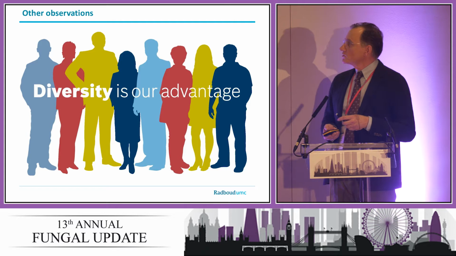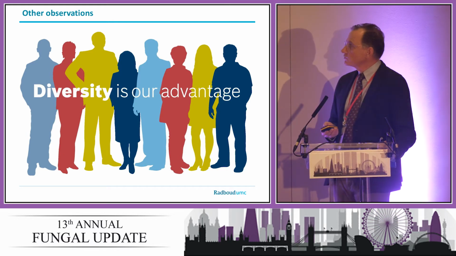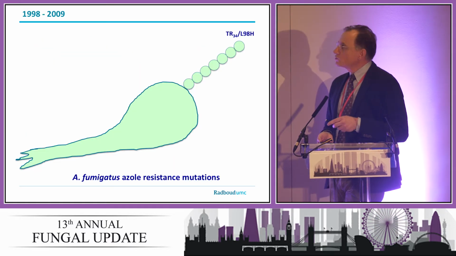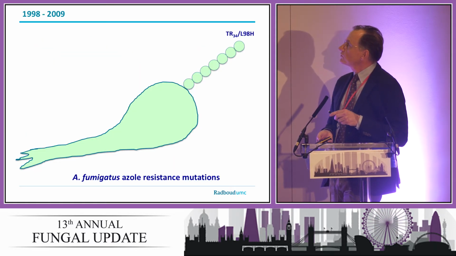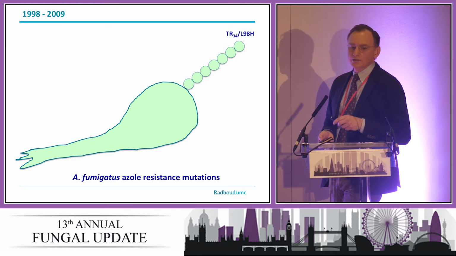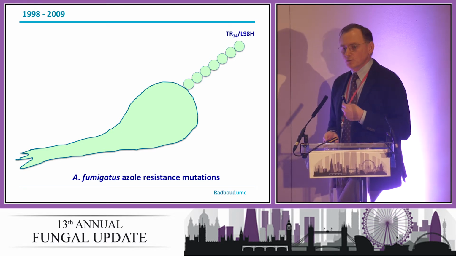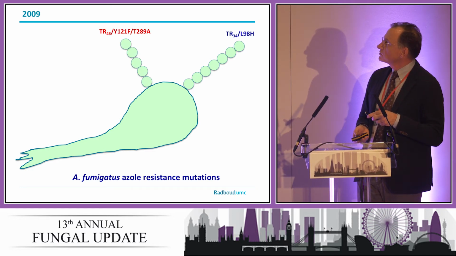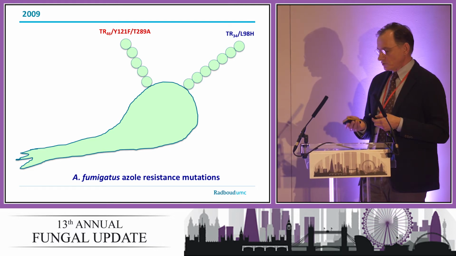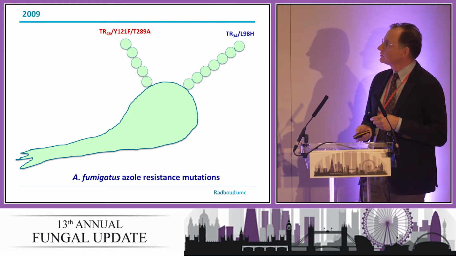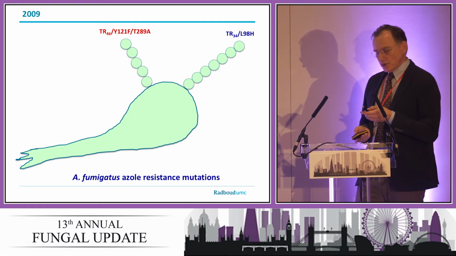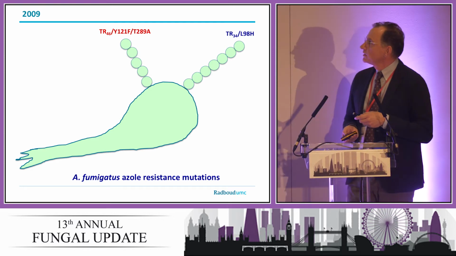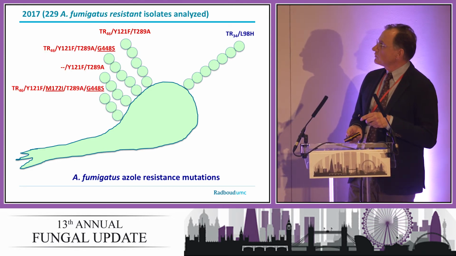So what other observations? I just wanted to share 2 other things which we found in our country. So if we look at the resistance mutations we find, in 1998 we first find this 10-repeat 34L98H, and that has been very dominant worldwide. And in 2009 we found this mutation in isolates which also spread across our country and was also found worldwide. But when we look in 2017, we analyzed 229 resistant isolates which we had. You see this pattern that the diversity is increasing.